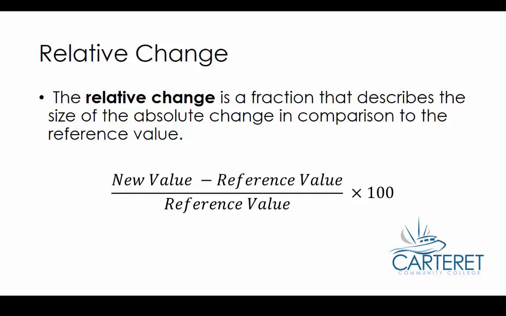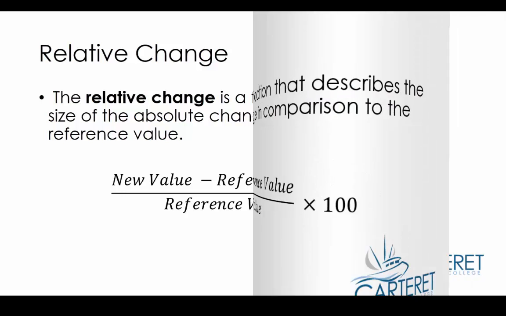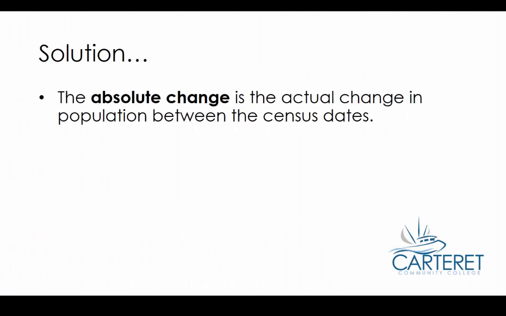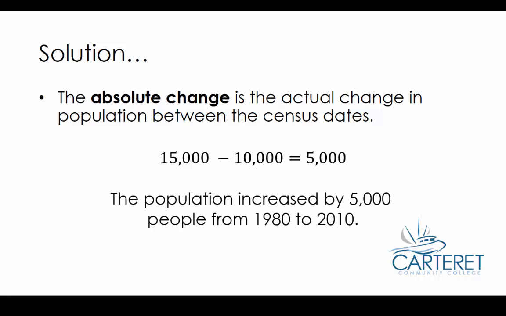Let's walk through an example together and identify the absolute change and relative change. The population of a town was 10,000 in the 1980 census and 15,000 in the 2010 census. Find the absolute and relative change in population between the census dates. The absolute change is the actual change in population between the census dates. 1980 would be our reference value, 2010 would be the new value. So 15,000 minus 10,000 would leave me a difference of 5,000. We say that the population increased by 5,000 people from 1980 to 2010.